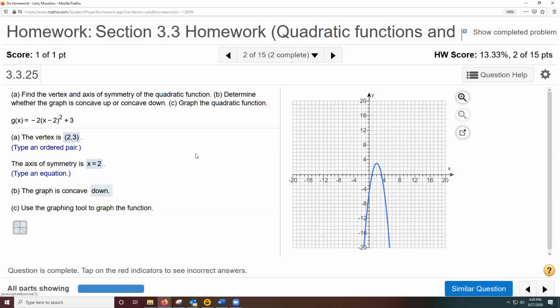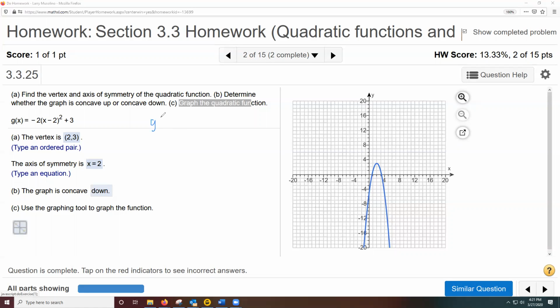All right, folks, well, let me work out this problem. Here's what it says. Find the vertex and the axis of symmetry to begin with. Then determine if the graph is concave up or concave down, and then graph the function. All right, well, let's start with the vertex. Now, you might notice this quadratic function looks a little different than the version I wrote a few minutes ago.